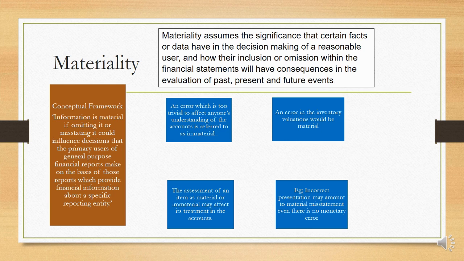Okay, for your information, an error which is too trivial to affect anyone's understanding of the accounts is referred to as immaterial. As Irfan said before, an error in the inventory valuations would be material. The assessment of an item as material or immaterial may affect its treatment in the accounts. For example, incorrect presentation may amount to material misstatement even if there is no monetary error.